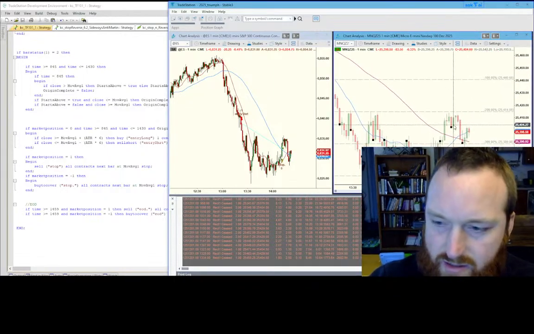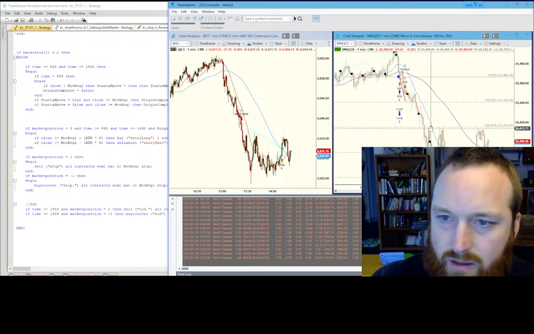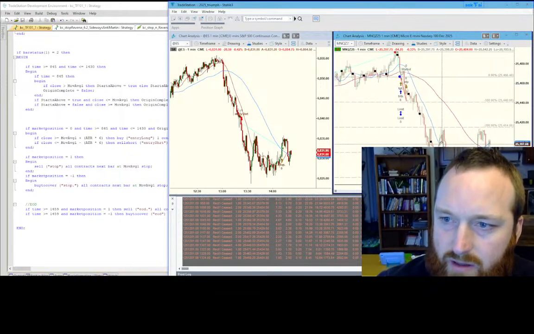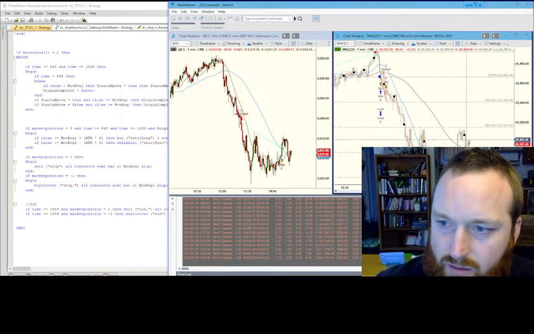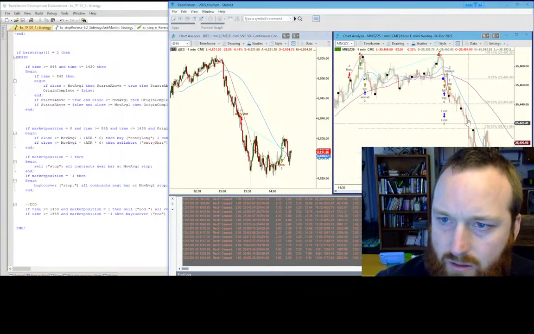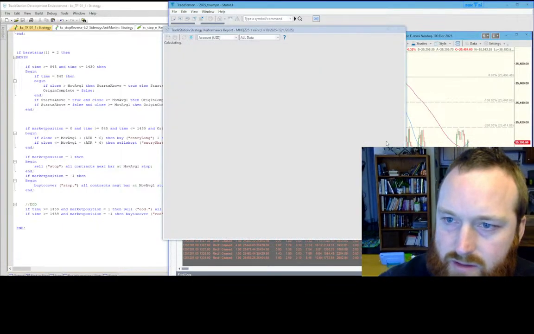I'm surprised my sideways system's not doing it. Oh, 1421. It's already late in the day. Never mind. Otherwise, we would have been picking this up because I can tell the market slowed down from where it was pushing. So the moment it starts slowing down is when we start going sideways on it.